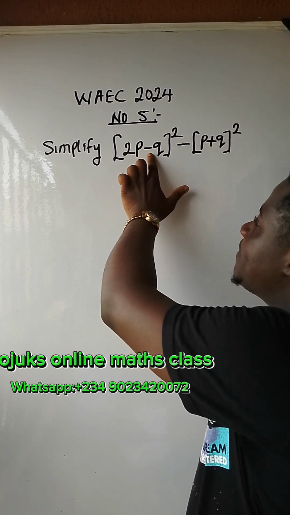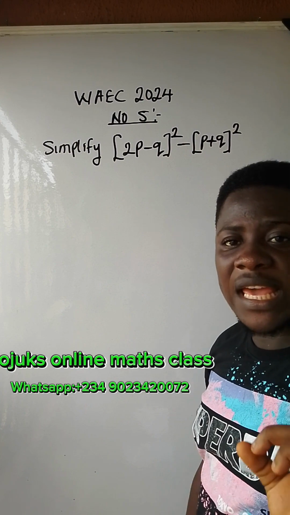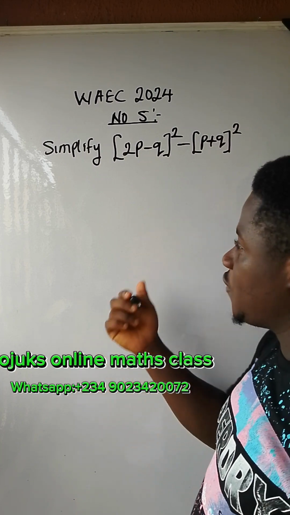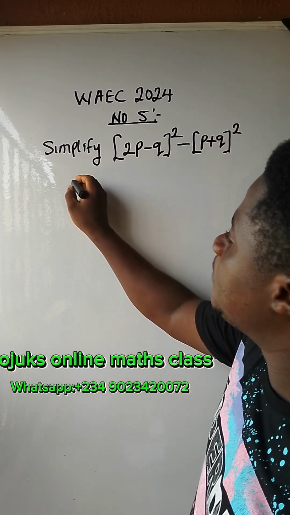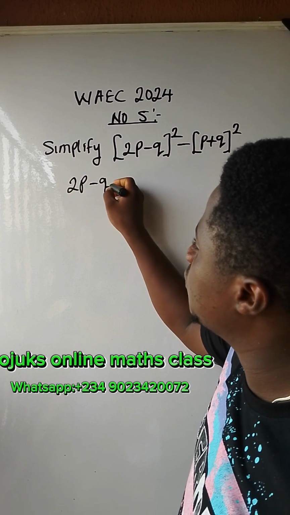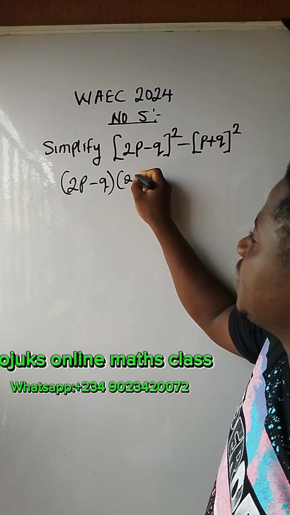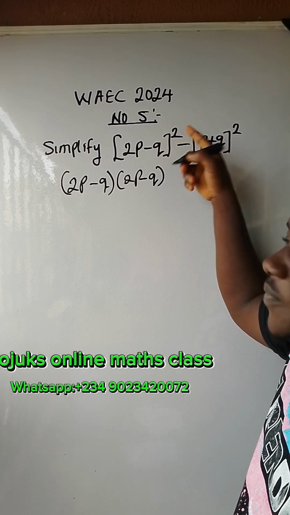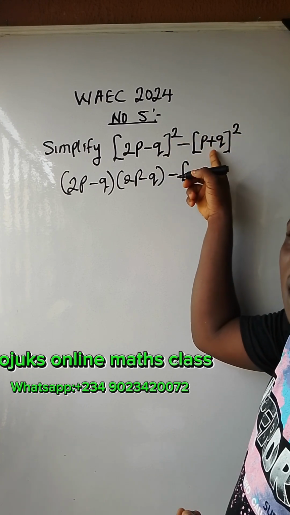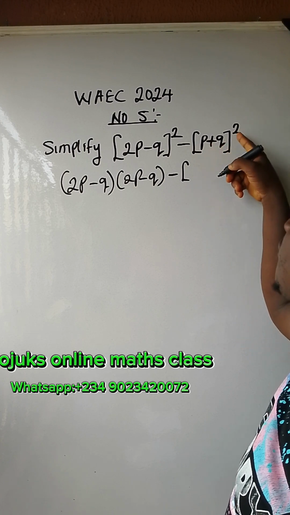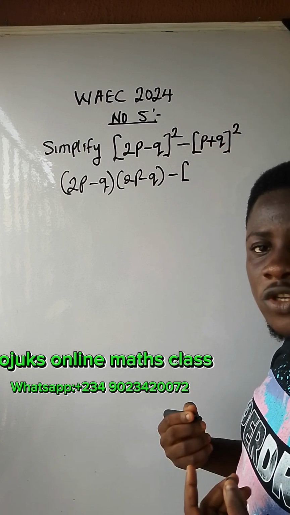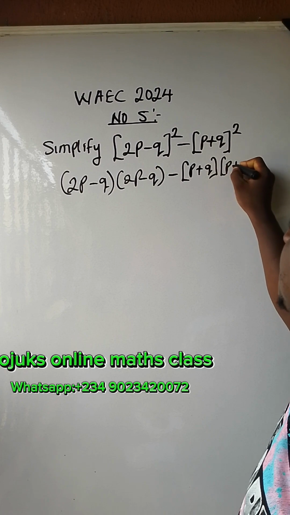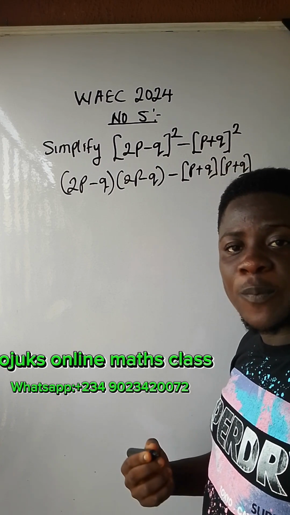Of course, (2p − q)² simply implies we are going to express the product of 2p − q in two places. If we do that, we are going to have (2p − q) multiplying (2p − q), because of the presence of this square here. Then minus in bracket, the same thing goes with the second expression: (p + q)² can be written in expansion form as (p + q) multiplying (p + q).